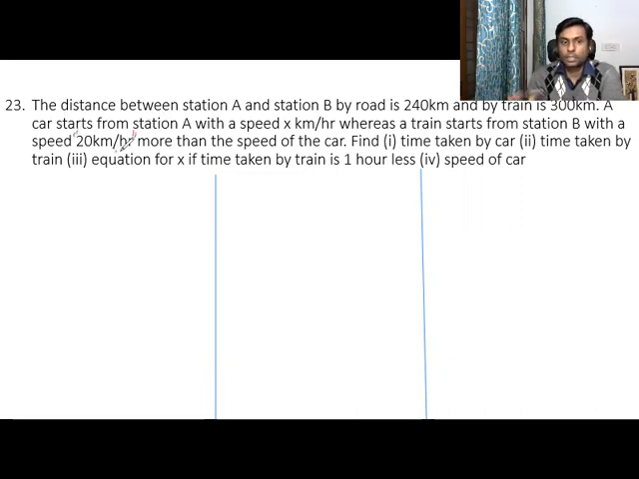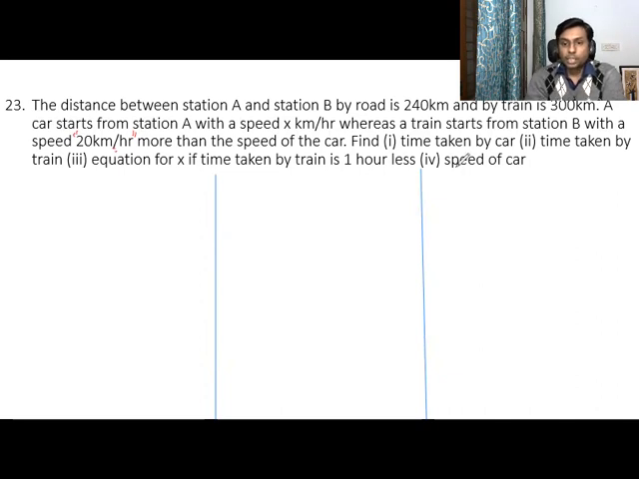It is more. It's not 20 kilometer per hour. It is 20 kilometer per hour more than the speed of the car. Find the time taken by car, the time taken by train, an equation for x if the time taken by train is 1 hour less, and the speed of car.